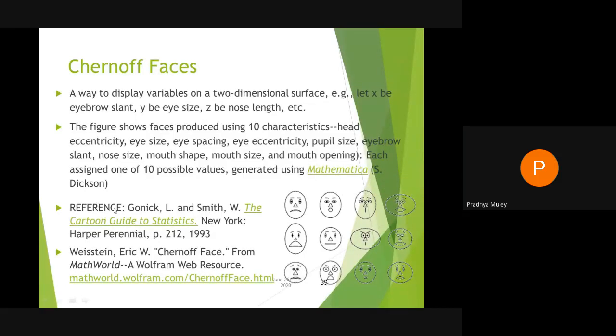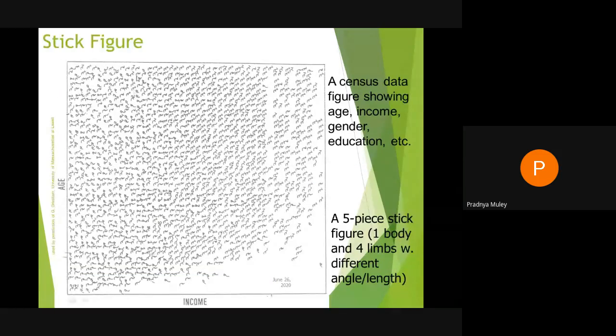Okay, so these are the Chernoff faces. Now stick figures. These are all stick figures. This is age and income. So this is a graph of age versus income. A census data figure showing age, income, gender, education, etc.